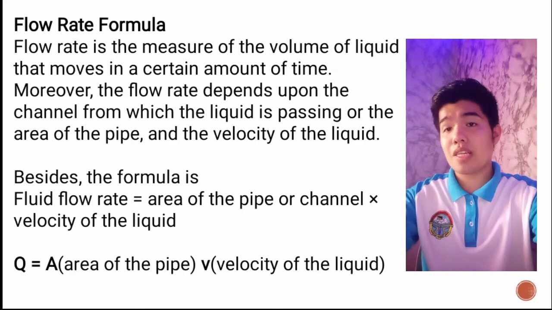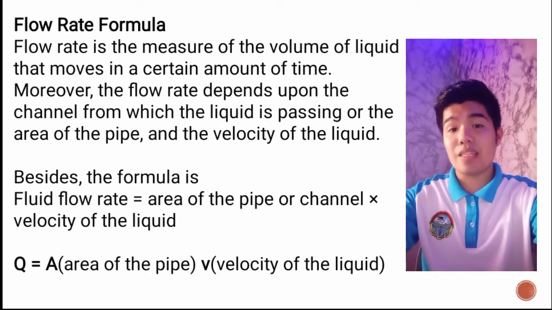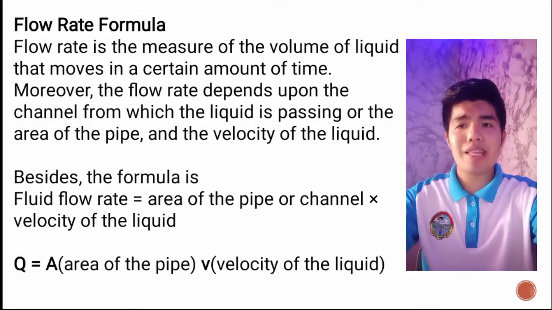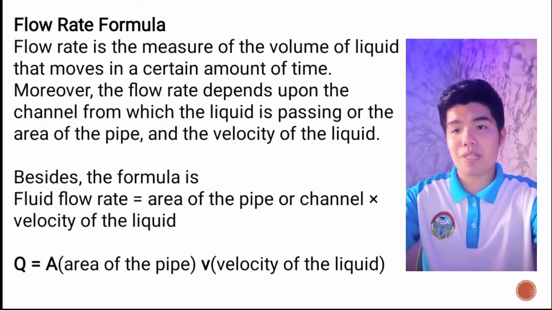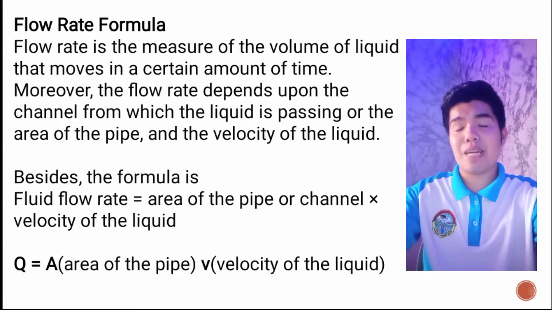Flow rate is the measure of the volume of liquid that moves in a certain amount of time. Moreover, the flow rate depends upon the channel through which the liquid is passing, or the area of the pipe, and of course the velocity of the liquid. Besides, the formula is: fluid flow rate equals the area of the pipe or channel multiplied by the velocity of the liquid. Then we get the equation Q = A × V.